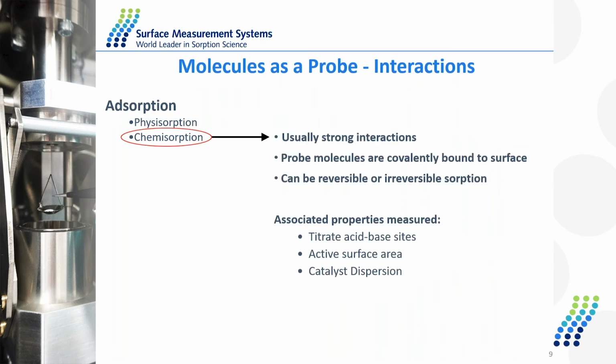Or it can also be chemisorption, which is a stronger interaction and usually an irreversible process. The probe molecule will form some covalent bonds on the surface, and the properties related to chemisorption are like active surface area or catalyst dispersion.